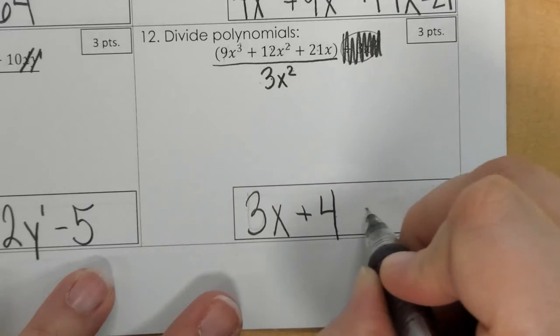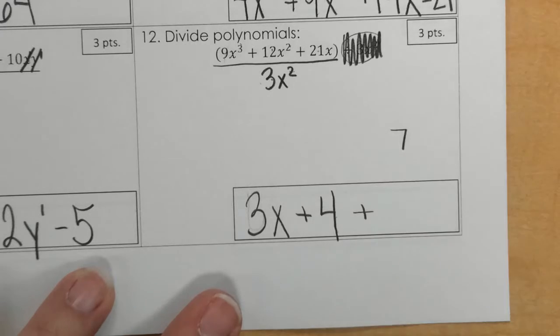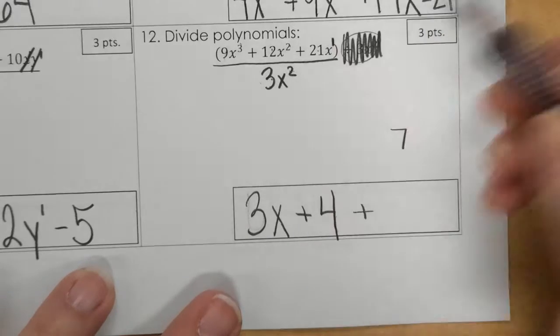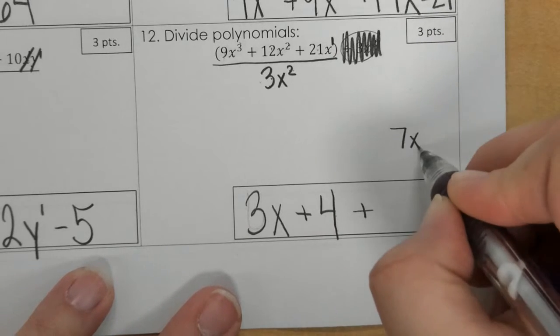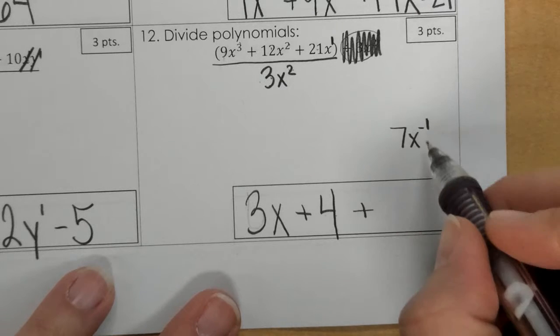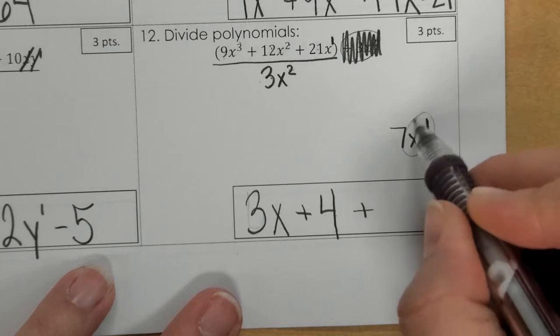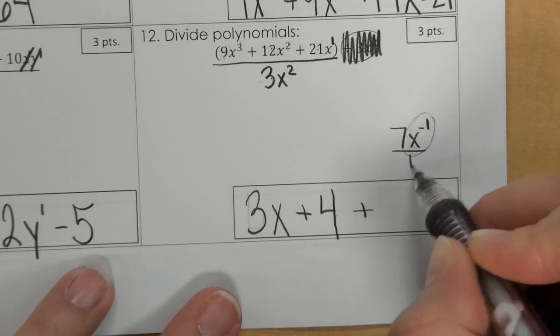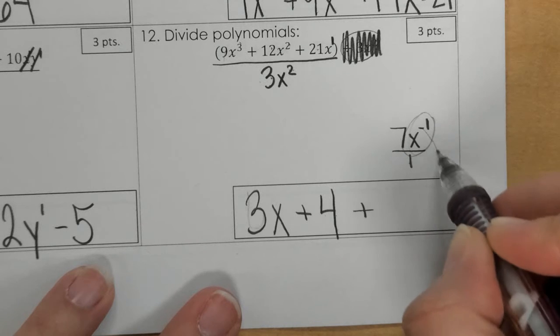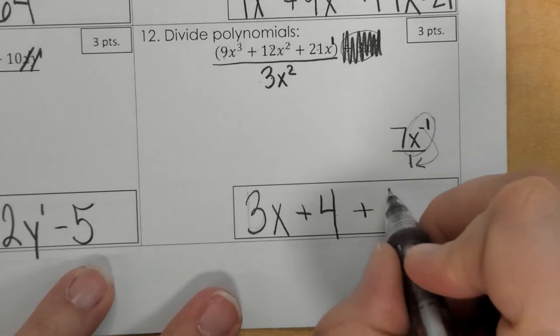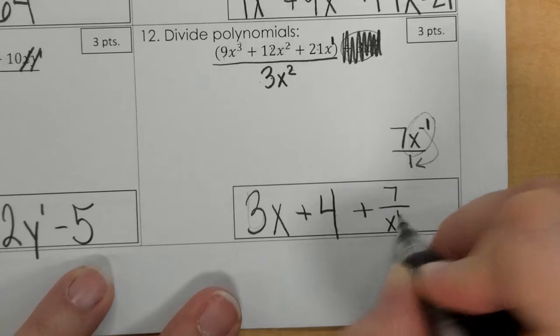21 divided by 3 is 7. And 1 minus 2 is a negative 1. Okay? So now, we know that we can't have a negative exponent, so we put that at the bottom. Put 1 at the bottom, and then bring that down to the bottom. So it'll be 7 over x to the first.